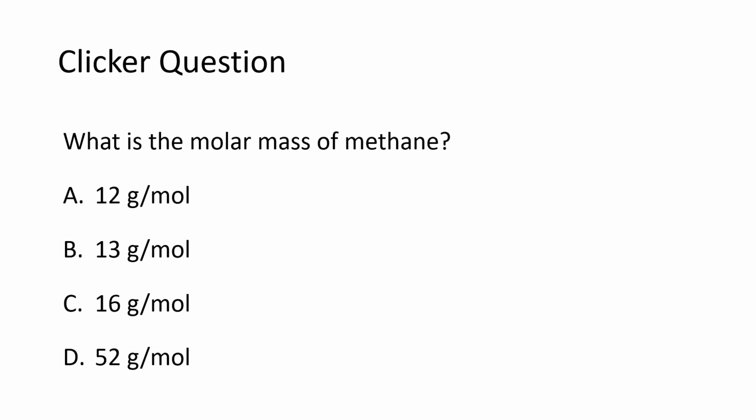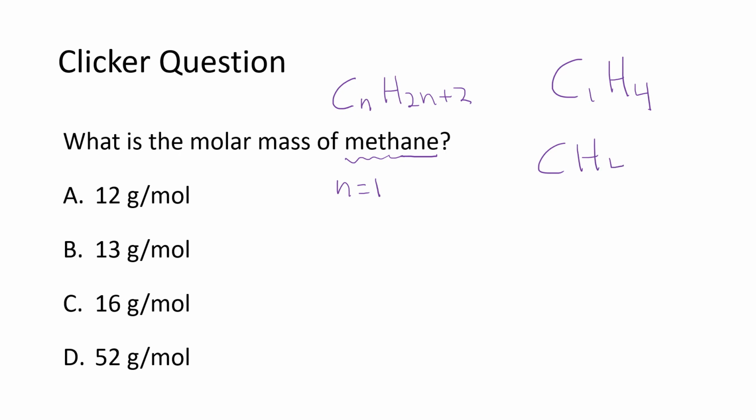All right, so what is the molar mass of methane? So this ANE ending tells us that we have an alkane. Alkanes have the formula CnH2n plus 2. This prefix meth means that n equals 1. It means 1 carbon. So we have C1, and then H, we're going to take 2 times that. So 2 times 1 is 2, plus another 2, which gives us 4. So our formula for methane is CH4.